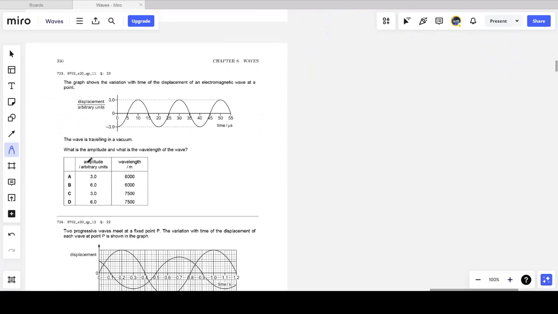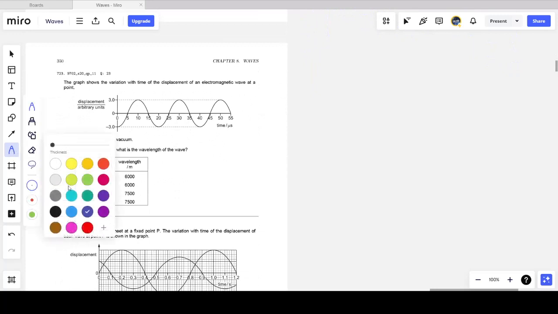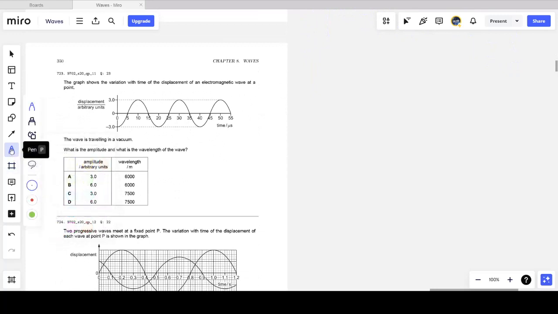The next question is 723. It's from the summer 2020 exam. It's question paper 1, variant 1, and it's question 23 from that paper. Now, the graph that we are shown gives us the variation with time of the displacement of an electromagnetic wave at a point, where the displacement is measured in some arbitrary units and the time in microseconds. The wave is traveling in vacuum, and we want to find the amplitude and the wavelength of the wave.